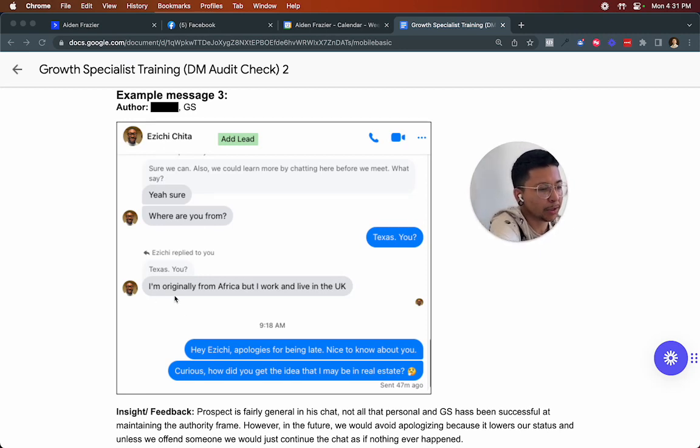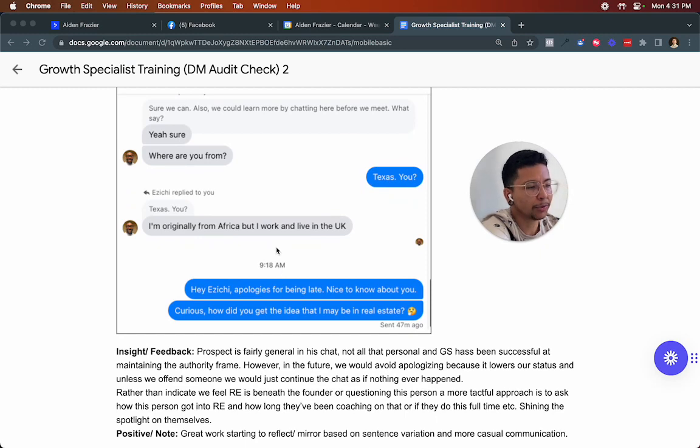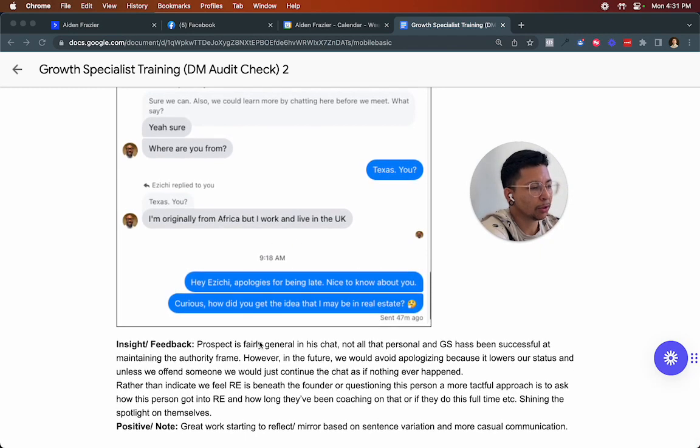And so here this person ends up saying, I'm originally from Africa, but I work and live in the UK. Who knows, maybe they're on a sponsored visa or something like that. It's kind of curious. What do they do? How did they end up moving from Africa to the UK? Is it for the military? Like, we don't know their situation. So there are a couple of things that we could have done differently right here. And so this is feedback that was given to the growth specialist.